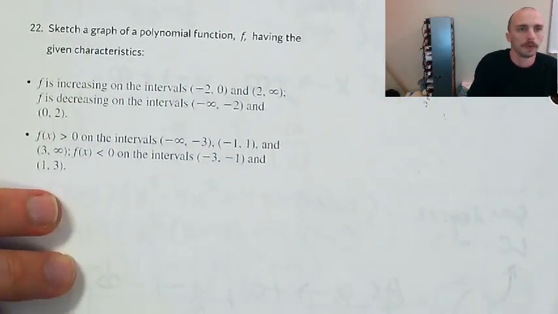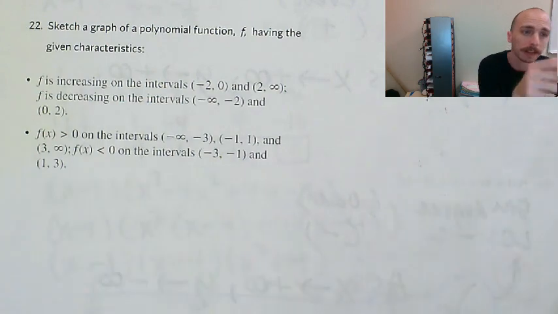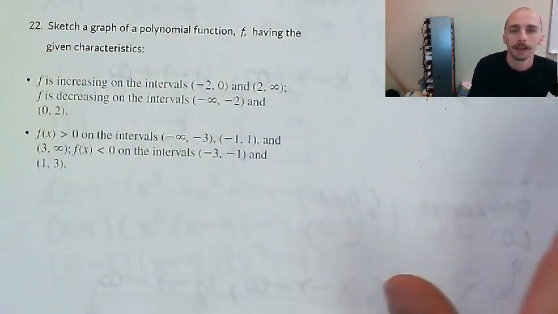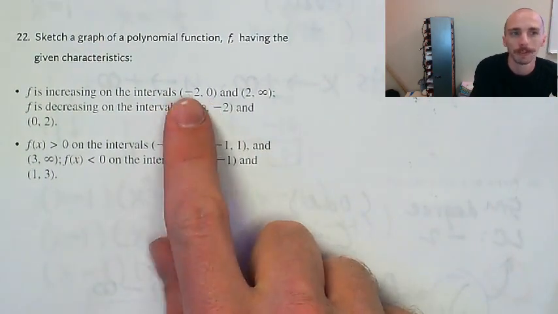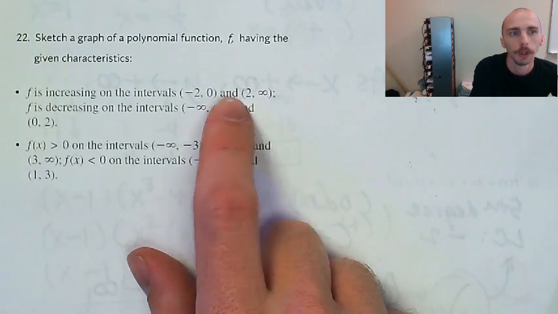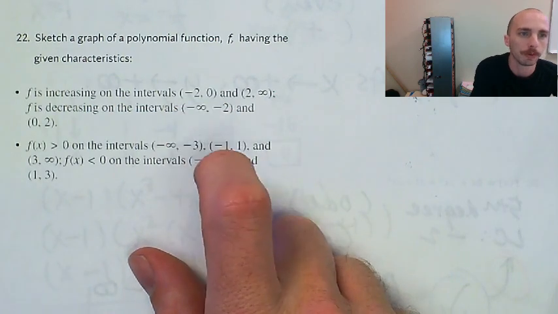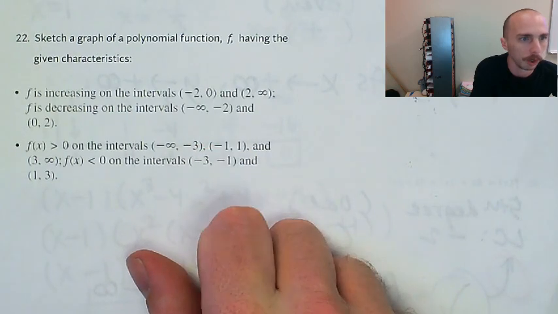And then lastly we're going to sketch a graph of a polynomial function f having the given characteristics. So, I think what I'm going to do to make sure I've got the structure in place is look at all of the x values. These are x intervals, not coordinate pairs, right? To infinity is not a point, it's an interval. So I need x equals -2, x equals 0, x equals +2, x equals -3, -1, +1.